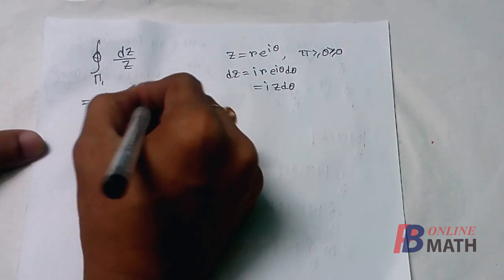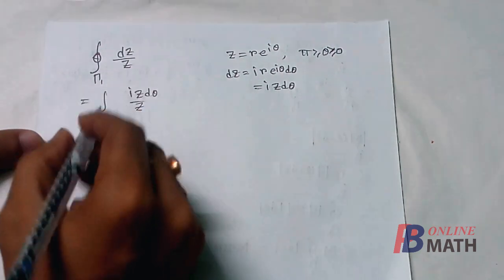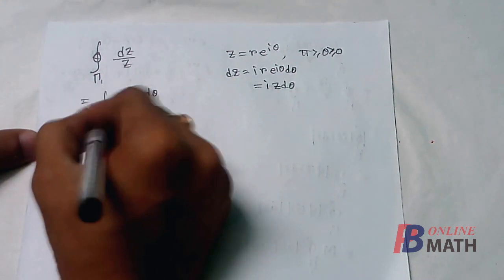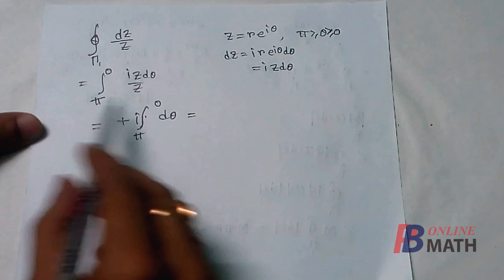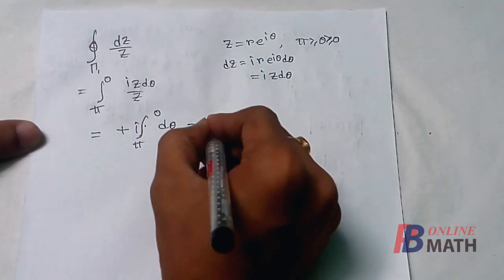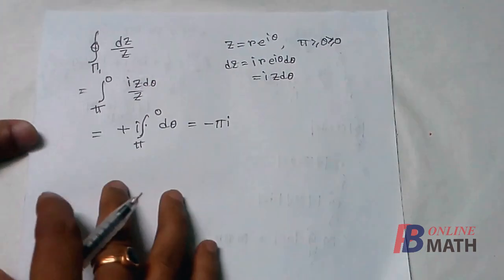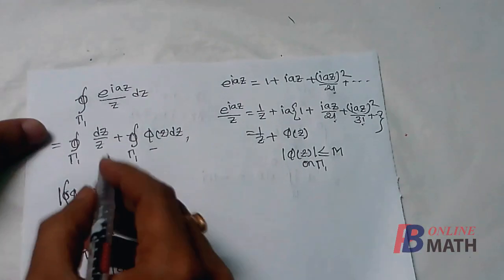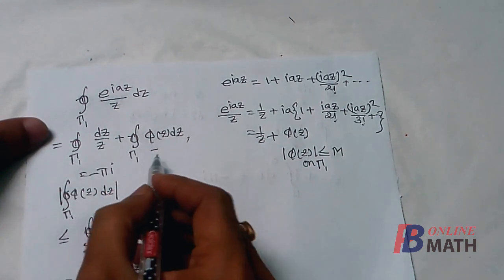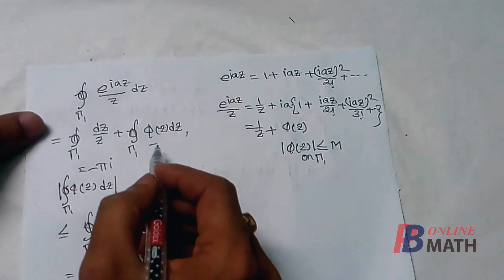If we replace these values in the main integral, we find that dz by z is i z d theta by z. Now the limit of theta varies from pi to 0. Now cancelling z, it is i into the integration from pi to 0 of d theta, which is nothing but minus pi i. So the value of this integral is minus pi i, and the other integral tends to 0 as small r tends to 0.